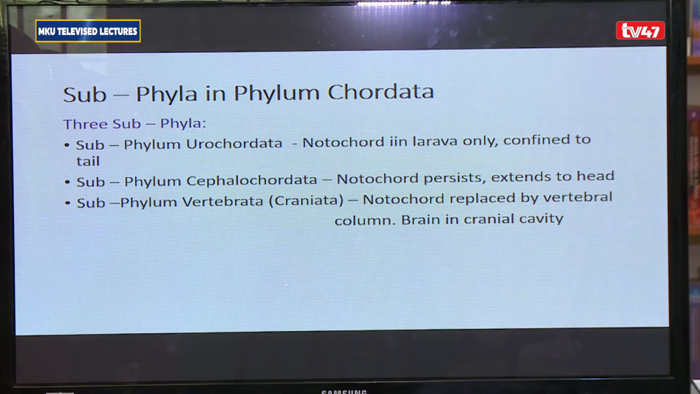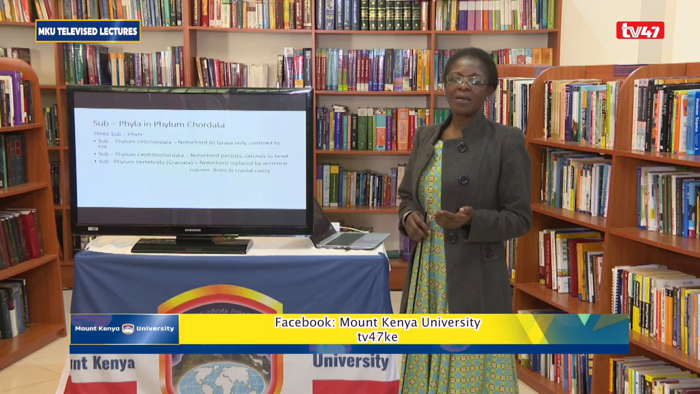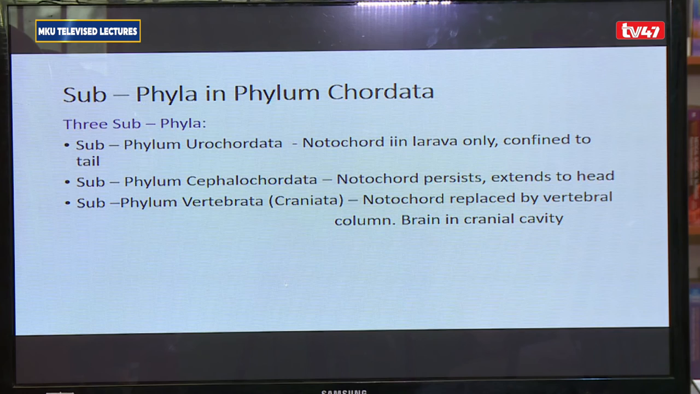Subphylum Cephalochordata. For the cephalochordates, the notochord is present and it persists throughout the life cycle of the organism and it extends to the head. For subphylum Vertebrata or Craniata, the notochord is actually replaced by the vertebral column, or what we simply refer to as the backbone. The vertebral column can either be made up of bone or it can be made up of cartilage. And then for them, we also find the brain is enclosed in the cranial cavity. These are the bones that form the cranium.